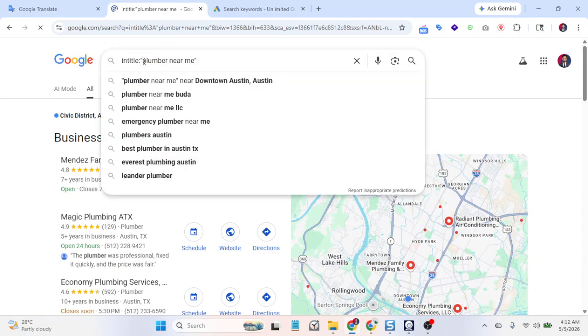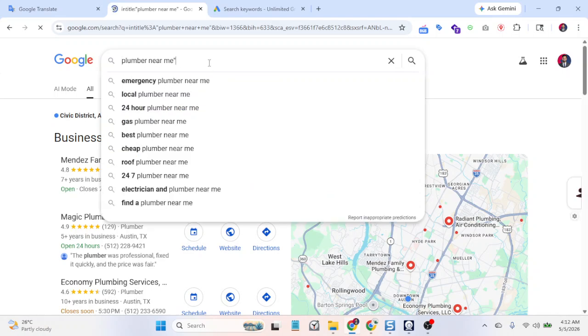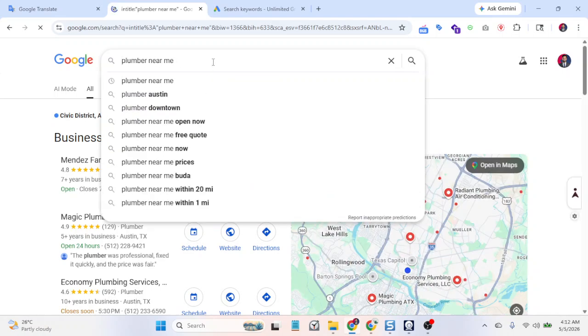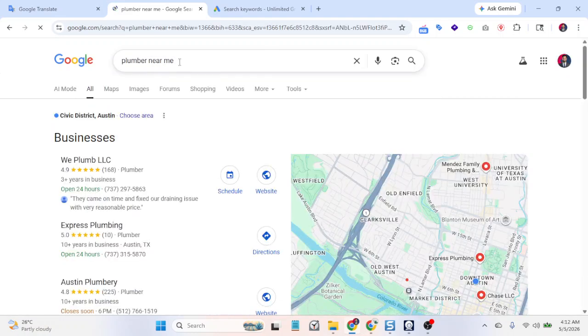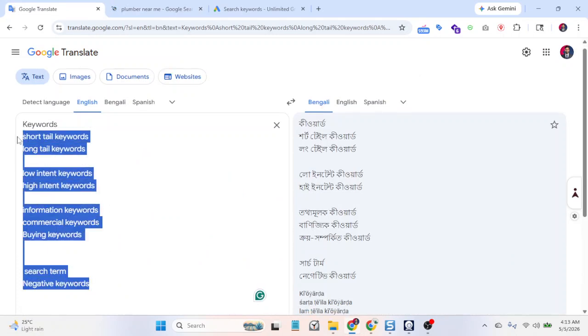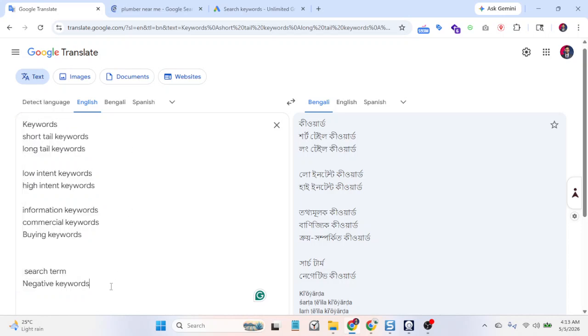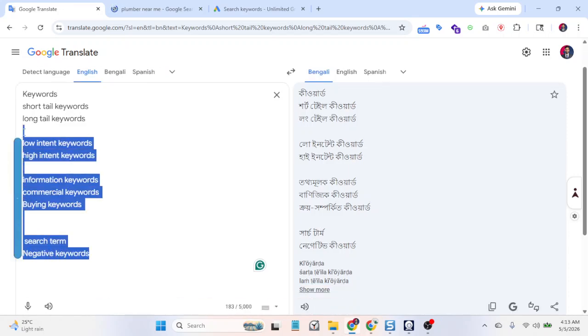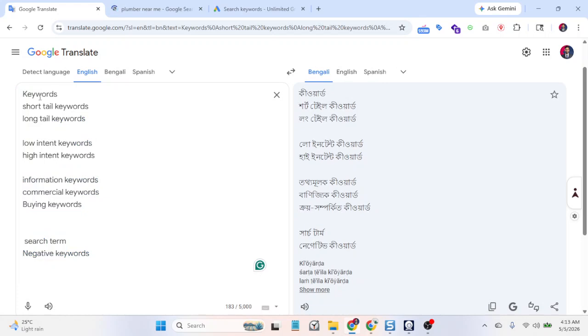So if we select "plumber near me," how many times do people search "plumber near me" on Google in a month? That's called the search volume. I think if you understand your basics very clearly, in the full course, in all the videos, we will talk many times about the terms keywords, high intent keywords, buying intent keywords. So you need to be very clear about keywords, and this is a very important and very basic thing.